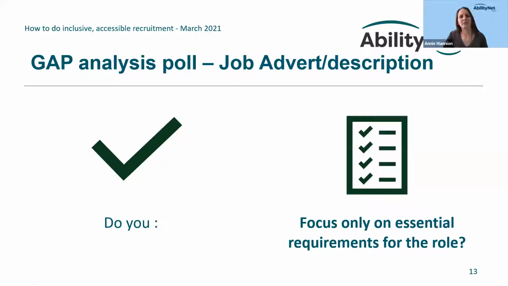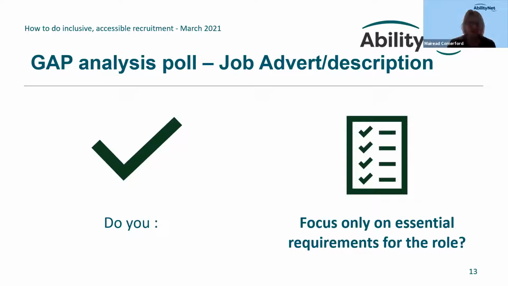Okay, so on your organisation's job adverts and job descriptions, do you focus on essential requirements only for the role? In terms of the answers, you've got yes, no, not consistently, don't know, or not applicable. And this is what Mairead was saying earlier about avoiding packing a job description with nice to haves that might not relate to the key criteria for the role.